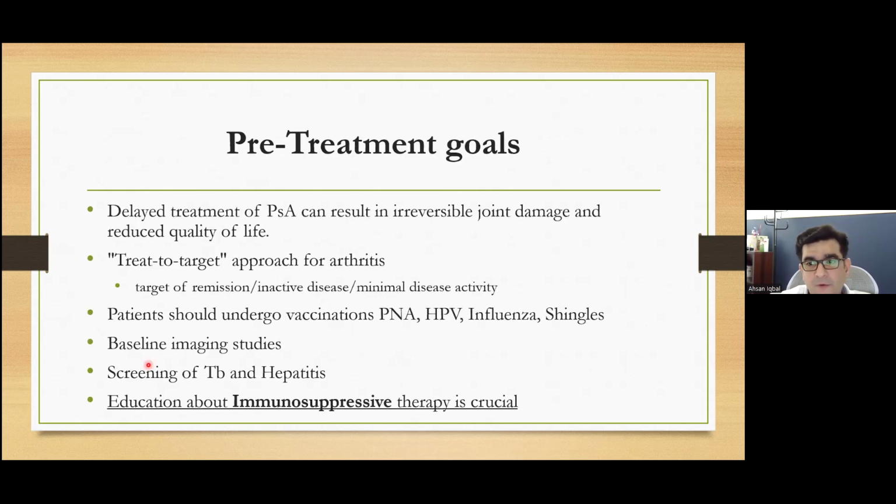Pre-treatment goals. Whenever we are prepping the patient for treatment, the most important thing is getting the patients vaccinated for pneumonia, shingles, and influenza, so that they don't flare up. I've had so many patients who ended up having shingles after they were started on therapy. Of course, screen for tuberculosis and hepatitis before you start them on therapy. And basic education about immunosuppression therapy itself is really crucial.